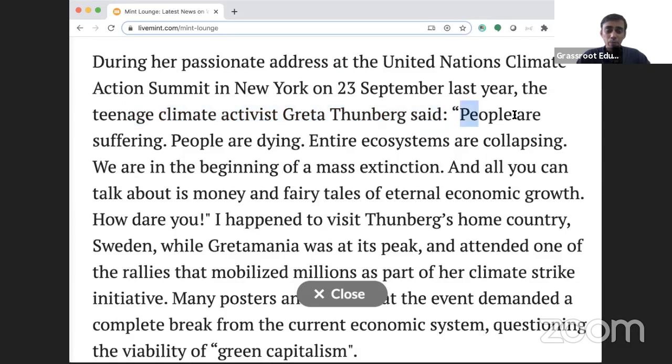Okay. People are suffering. Now, this is what she says. People are suffering. People are dying. Entire ecosystems are collapsing. Okay. We are in the beginning of a mass extinction. All right. A pretty dismal picture is what she is painting. And all you can talk about is money and fairy tales of eternal economic growth.